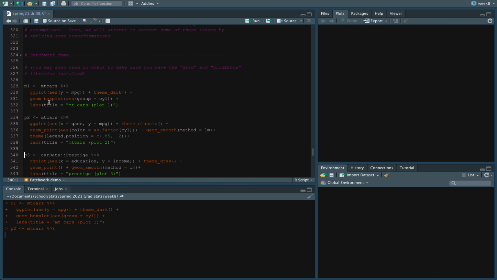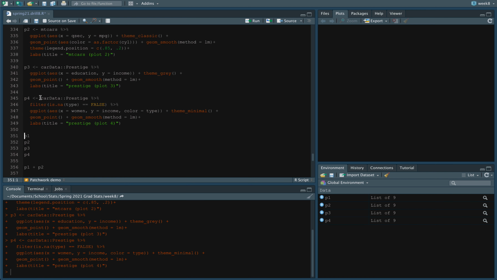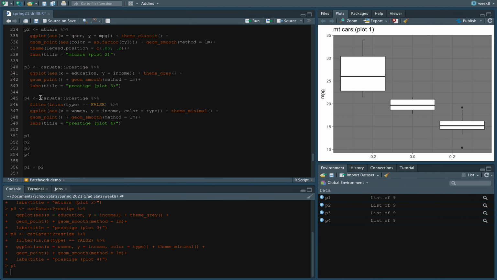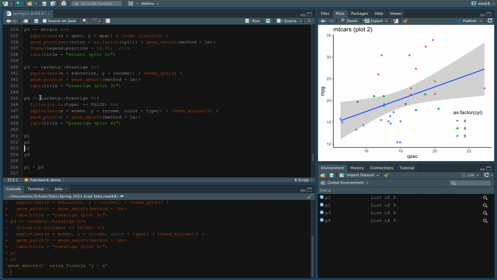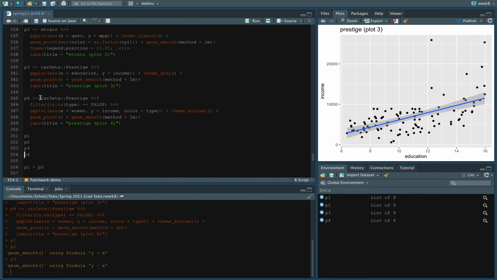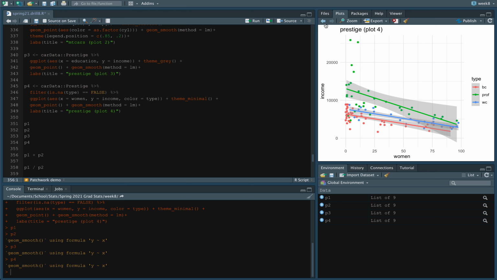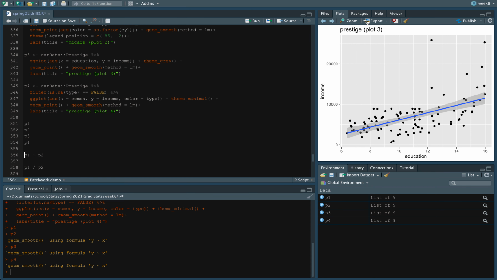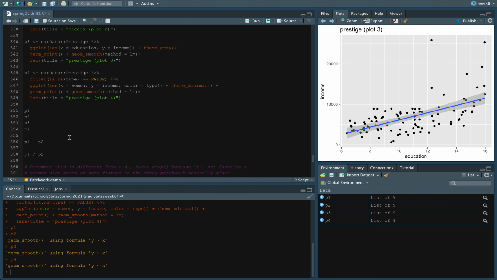All I'm doing is making 4 plots, p1 through p4, from the mtcars data set and the Prestige data set. I just made these 4 plots that are visually distinctive, and they're labeled plot 1 through plot 4 at the top. This is patchwork working here: when you have plot objects, patchwork recognizes the plus sign and the slash, which you can think of conceptually as beside and above.